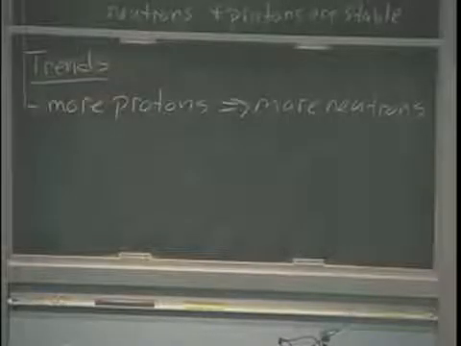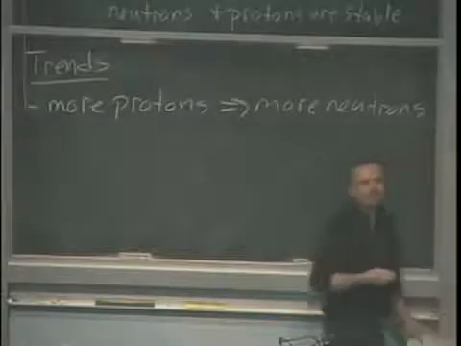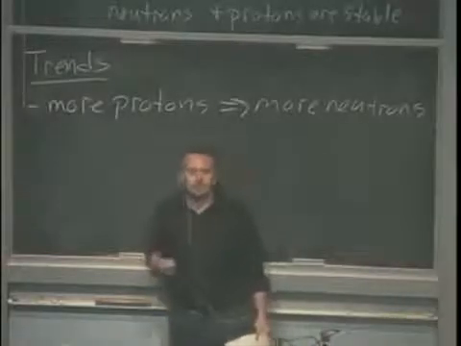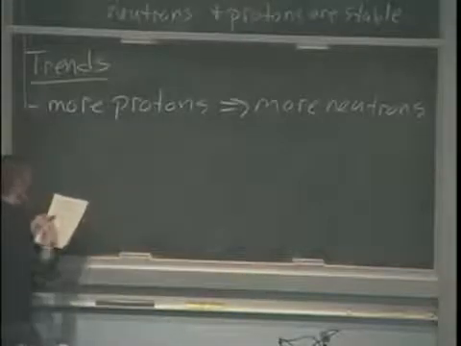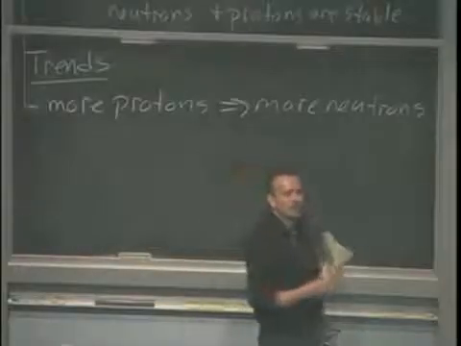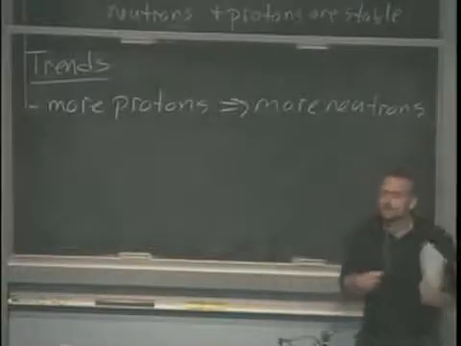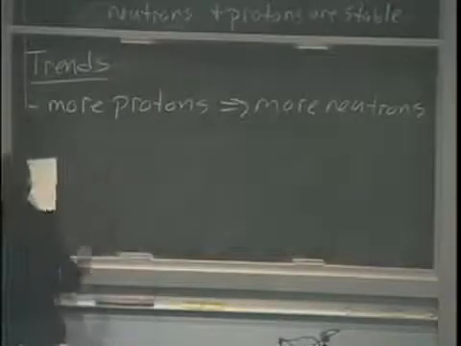So the general trend is that as we add more protons, we have to add more neutrons as well in order to keep the nucleus stable. Without the additional neutrons, the proton repulsion is too strong, which will create an unstable nucleus. So this is just general trends.